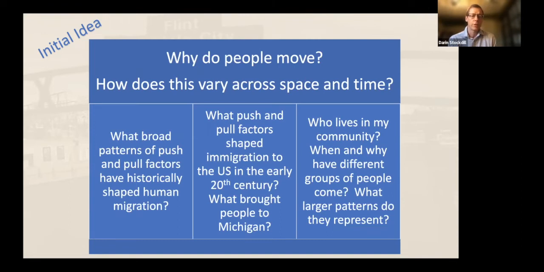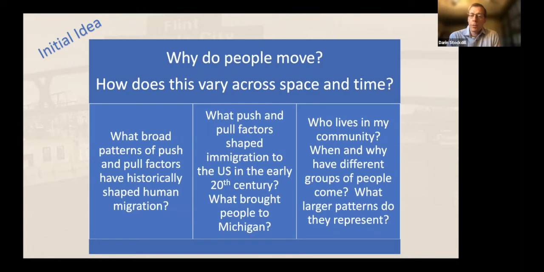What broad patterns of push and pull factors shape human migration? I could zoom in. This is this idea of a zoom lens. What push and pull factors shape immigration to the United States in the early 20th century? When did people really start coming to Michigan? It's when Henry Ford started paying people $5 a day, at least in southeastern Michigan, but that was a huge population shift. And then in every community, where do the people that live in my community come from?